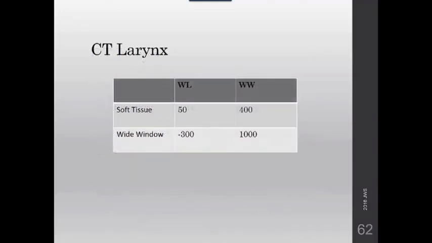The window level settings for the CT larynx include a soft tissue window with a window level of 50 and a window width of 400, and then what's called a wide window, just meaning that it has a wide range, with a window level of negative 300 and a window width of 1,000.